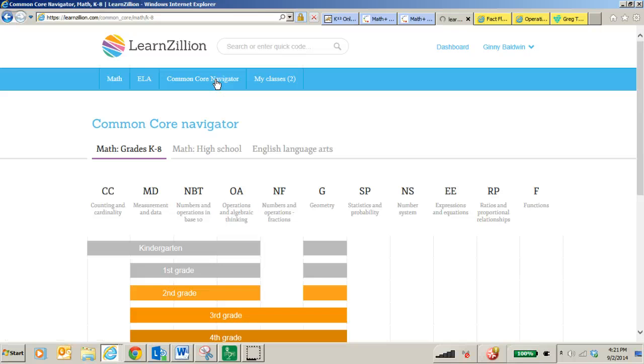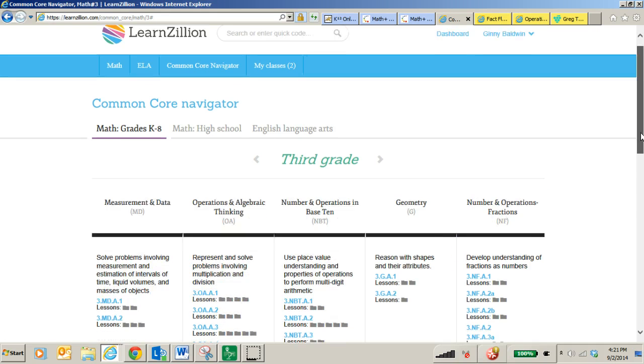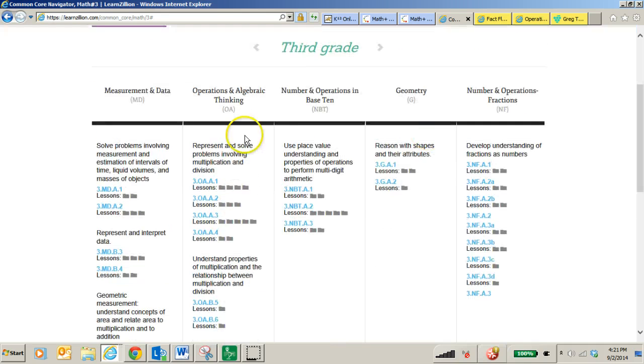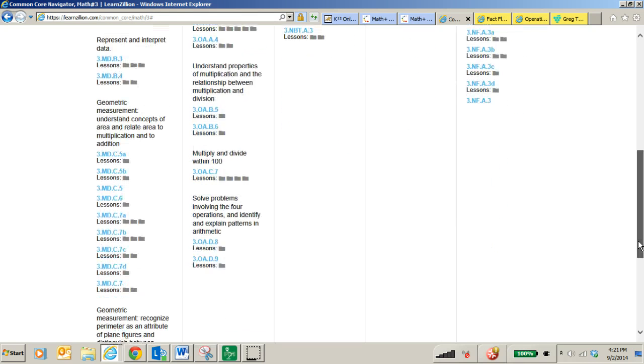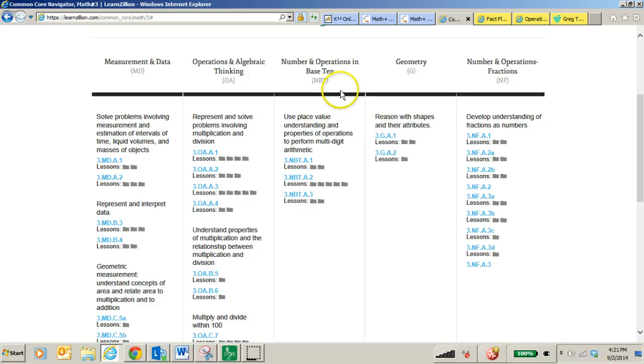Okay, so let's go to this Common Core Navigator tab, and then we'll go to 3rd grade. And once we click on 3rd grade, you will see this operations and algebraic thinking, and this entire column mostly deals with multiplication and division, and there are going to be some things with patterns. You will also find a multiplication standard hidden right here in this 3.NBT.A.3, and this is when you multiply by tens and maybe multiply by larger numbers.